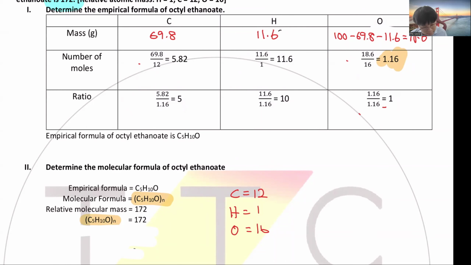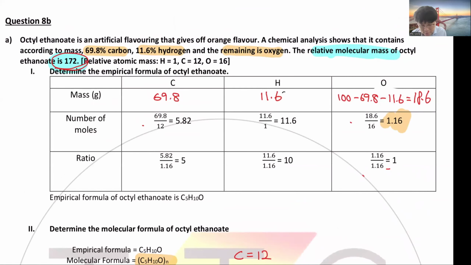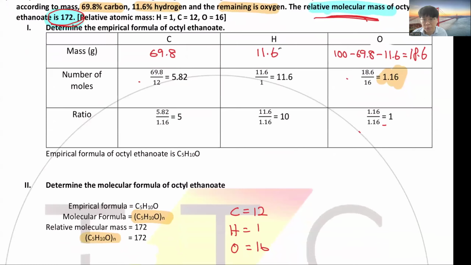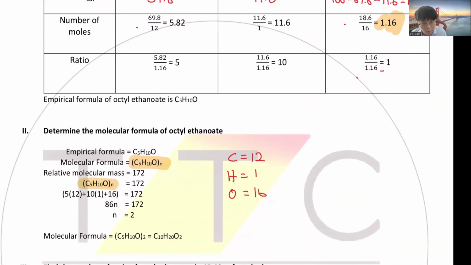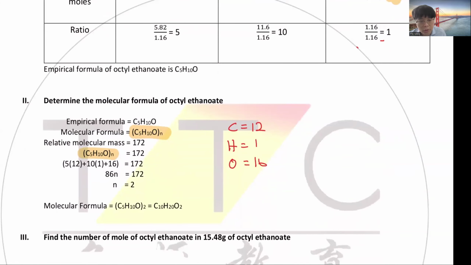Oh yeah, the 86, this is the mass. They tell you the actual mass is 172. They said 86 means the actual one is double the number. You see, if you calculate all the C, H, O, 5C, 10H, and 1O, right? The mass is 86. Then you get the other one is 172. Means the actual formula is not 5 carbon, it's 10 carbon, 20 hydrogen and 2 oxygen.